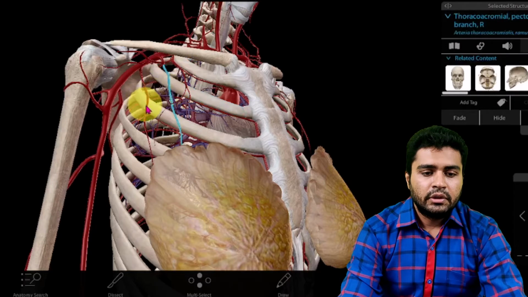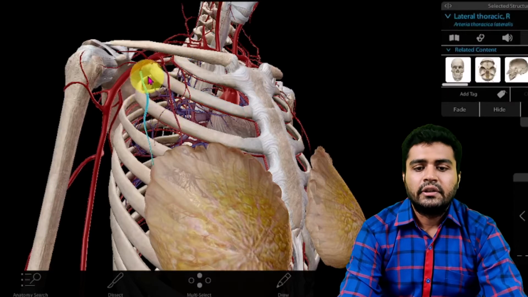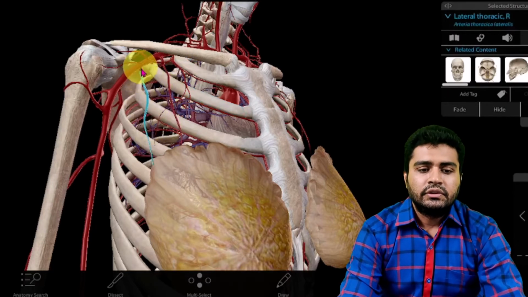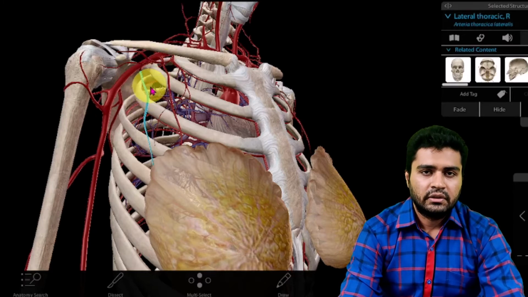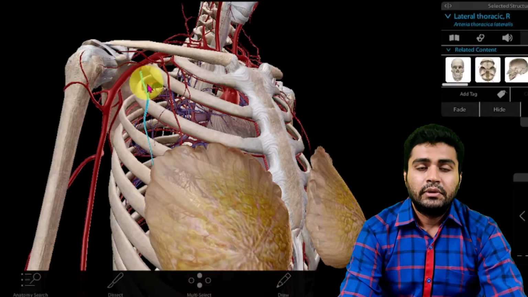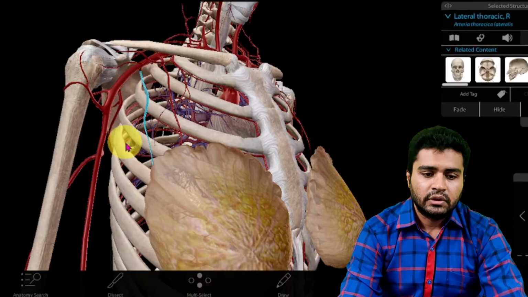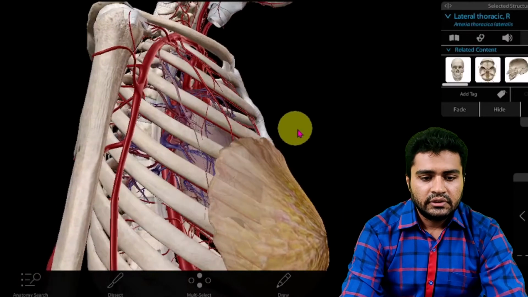Then another important artery is the lateral thoracic artery, which comes from the third part of the axillary artery. The axillary artery has a first, second and third part. In the first part there is one branch, in the second two, and in the third there are three branches, and from here comes the lateral thoracic. And which other arteries are supplying here?